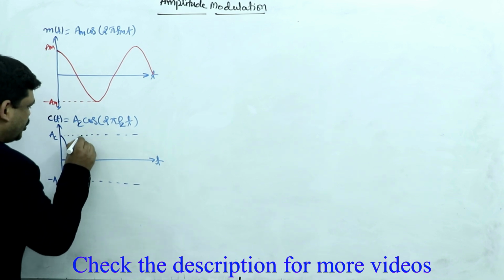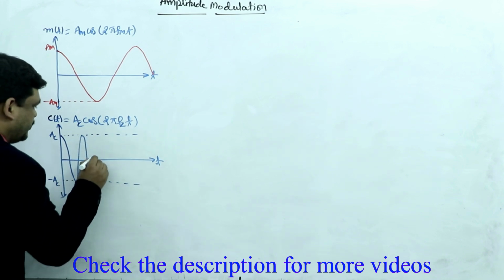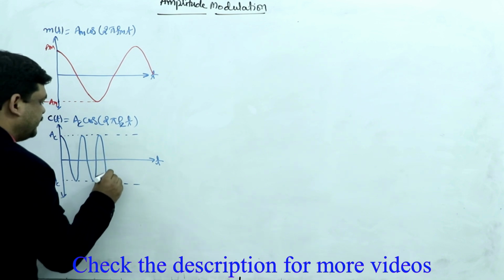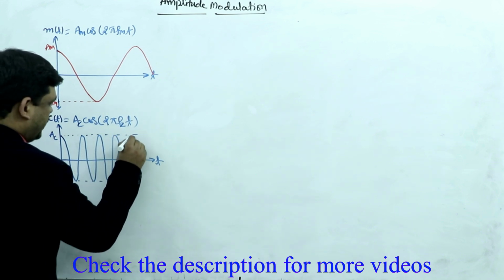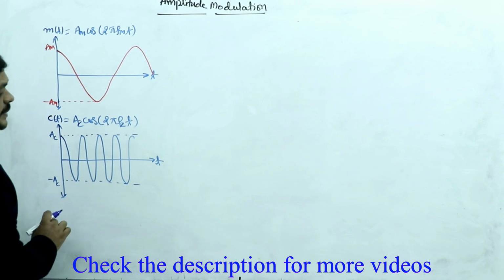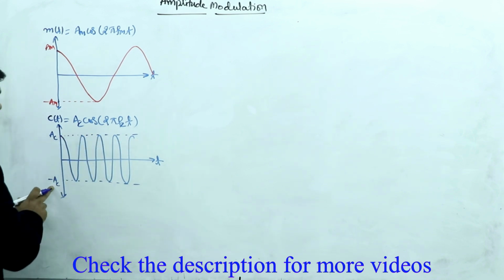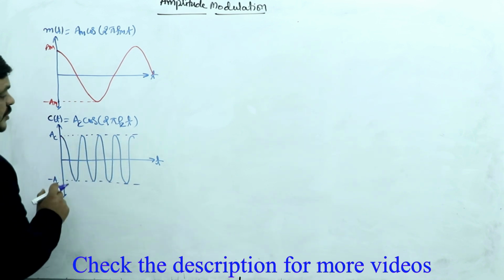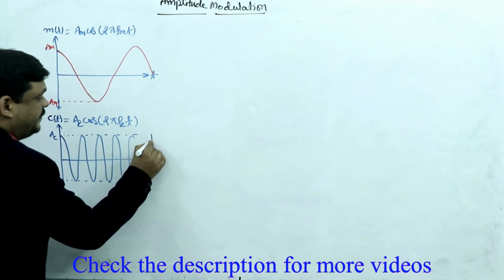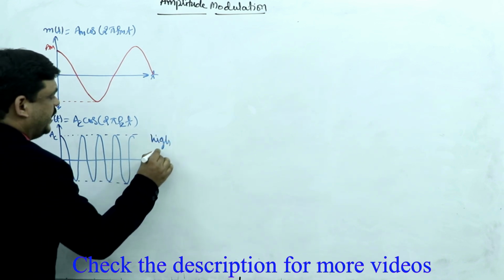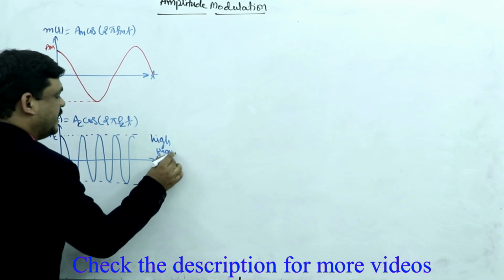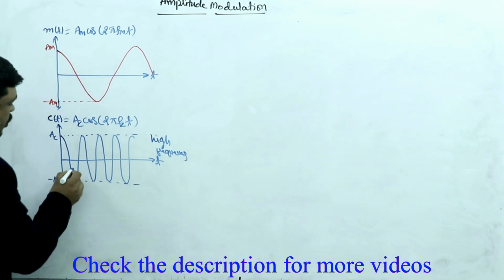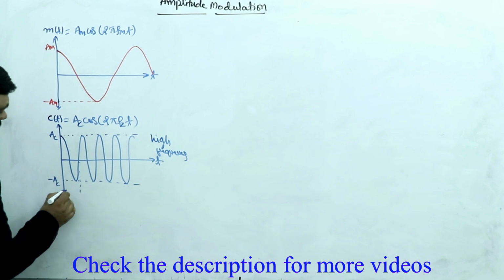So the cos function is nothing but a sinusoidal signal. This sinusoidal signal's amplitude varies between two limits. The maximum amplitude is AC, the negative maximum is minus AC, and this is the cos function. This is a very high frequency signal, right? That's why I have written that the time period of the signal is very small.